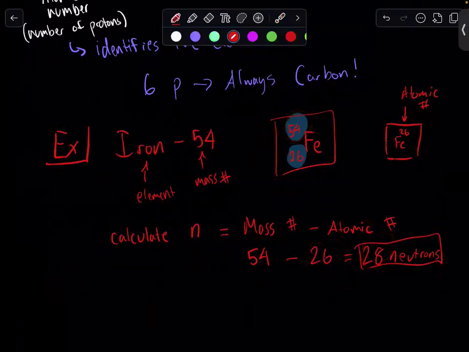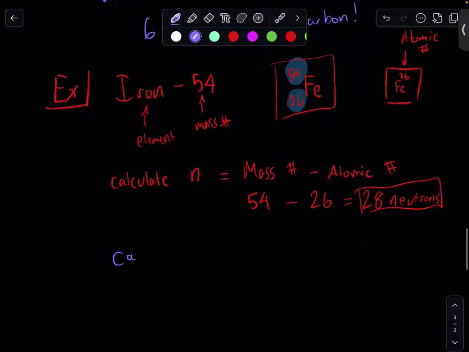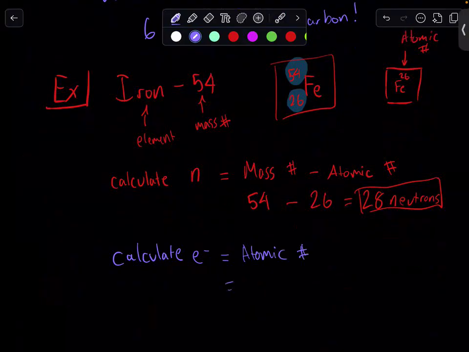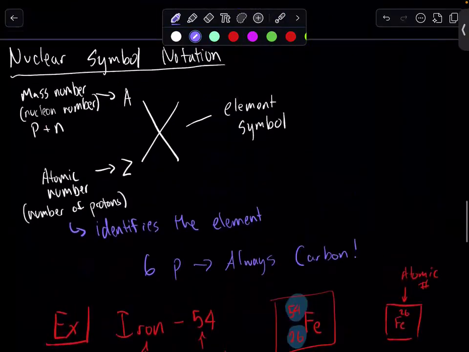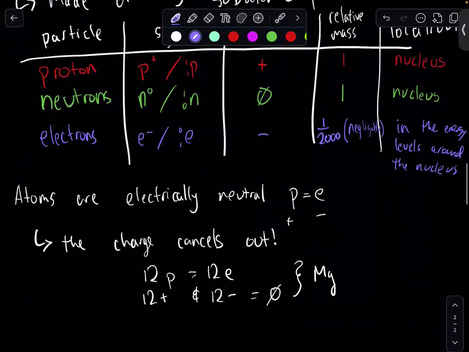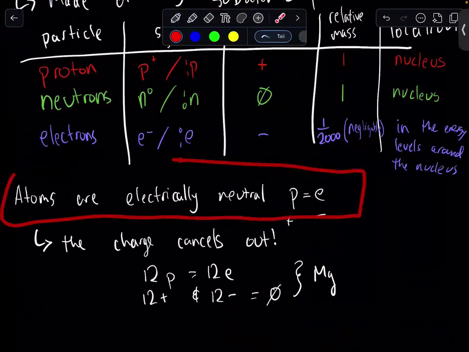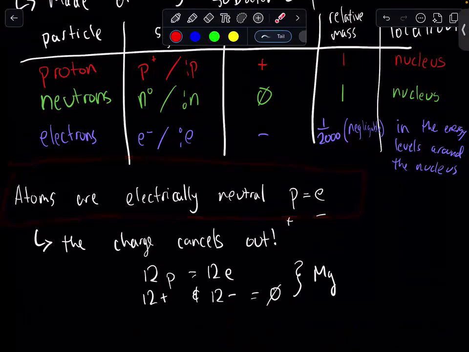Now you might have said, wait, what about electrons? Because you did mention that, and we can still calculate electrons. It's very simple. It is the atomic number as well. So there are 26 electrons. I know that because we're looking at an atom. And as we mentioned before, atoms are electrically neutral. The protons equal the electrons.